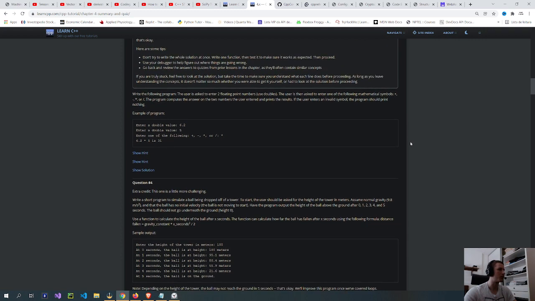Write the following program. The user is asked to enter two floating point numbers, use doubles. The user is then asked to enter one of the following mathematical symbols: plus, minus. The program computes the answer on the two numbers the user entered and prints the result. If the user enters an invalid symbol, the program should print nothing.